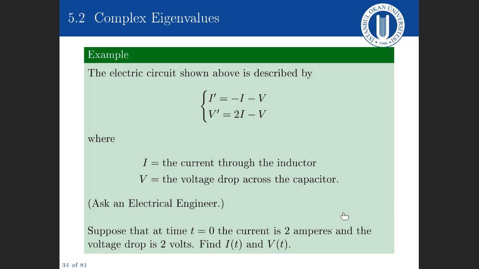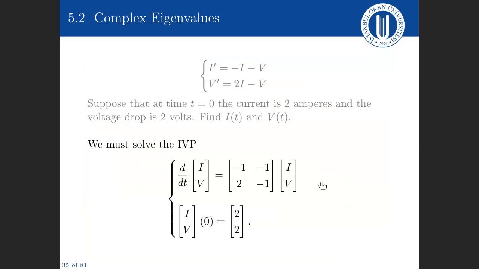I want to suppose that at time t equal to 0, the current is 2 amperes and the voltage drop is 2 volts. Find I and V as functions of time. So in other words, we need to solve an initial value problem. We have that the derivative of our (I, V) vector is the matrix (minus 1, minus 1; 2, minus 1) multiplied by our vector (I, V), and we want to use the initial condition (I, V) at time 0 is equal to (2, 2).